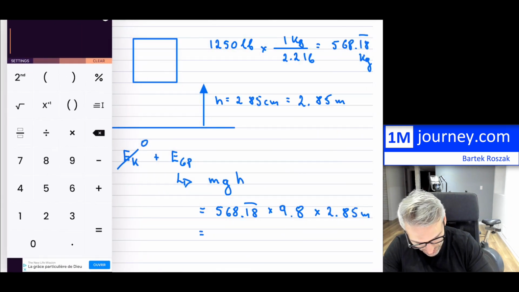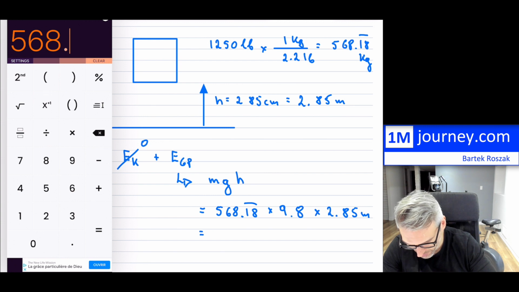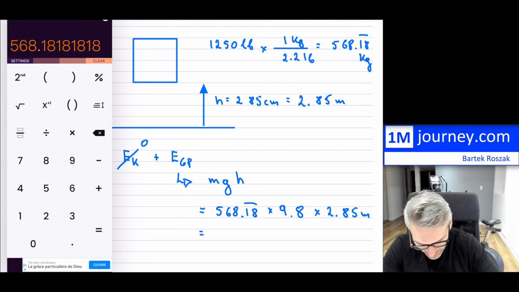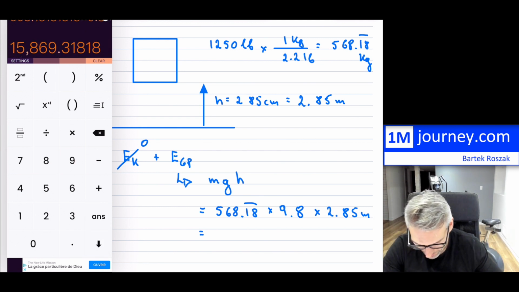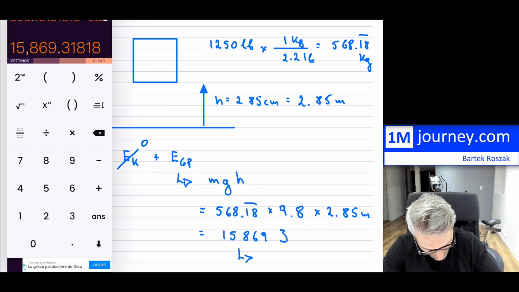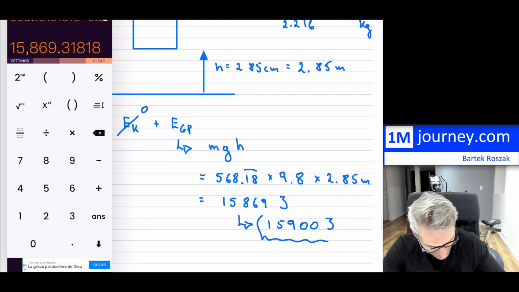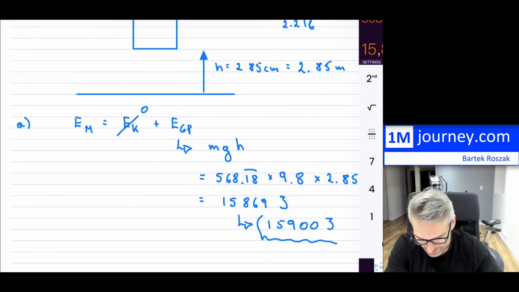I deleted it out of here, so let me put that back in. 568.181818, you can put a few of those in there, times 9.8, and then multiplied by 2.85. That's going to be 15,869, etc., and this is joules. If you want to round this, I'll round it to three significant figures. So this is going to be 15,900 joules in terms of the mechanical energy, because there's no kinetic energy. So that would have been the first component.